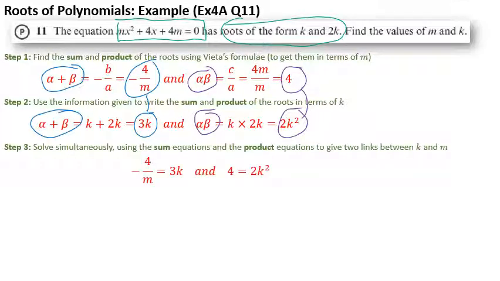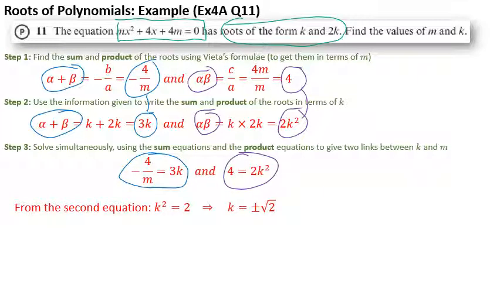We can create for ourselves an equation for each of those results that we've noticed. And then we can solve. Be a little bit careful here. K squared equals 2. Don't just jump to root 2. Even though the question says find the values of m and k, and in a real exam, chances are they would word it a bit more carefully than that.